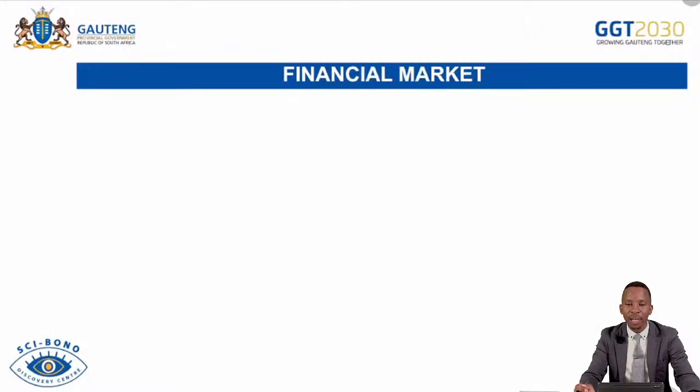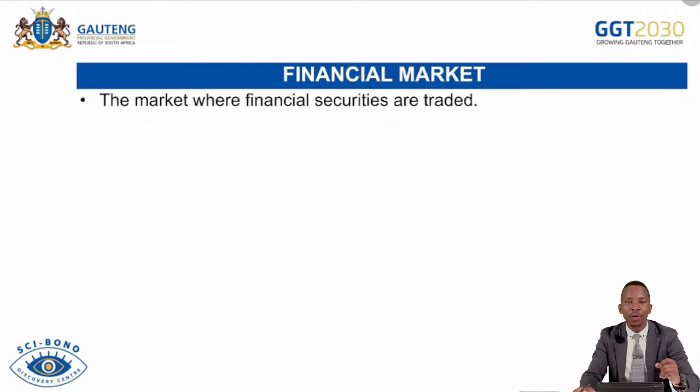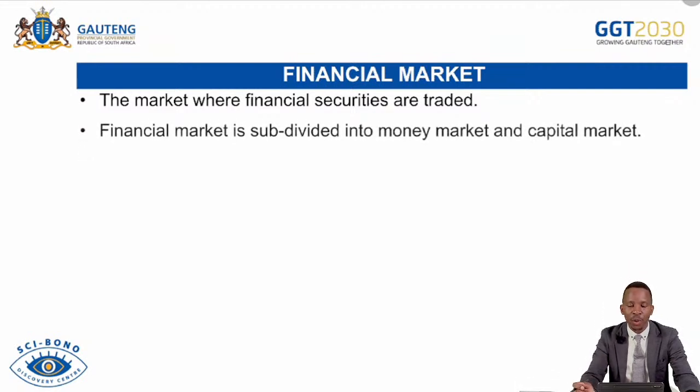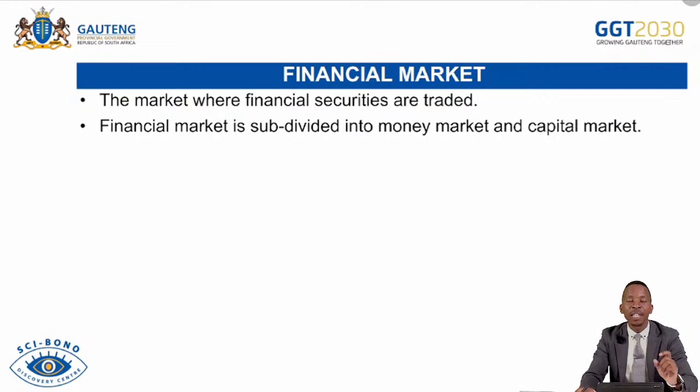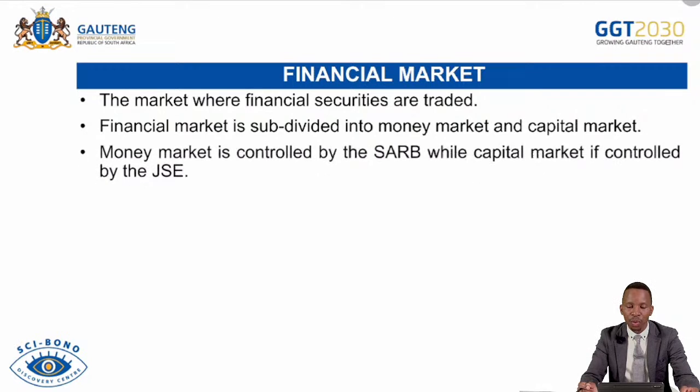And then the financial market, this is the market where financial transactions or securities are traded. Transactions occur here that are based on finance, and then securities are traded in this market. So the financial market, we know it's subdivided into two. We have the capital market, we have the money market. So the money market is controlled by the South African Reserve Bank, while the capital market is controlled by who? By the Johannesburg Securities Exchange.